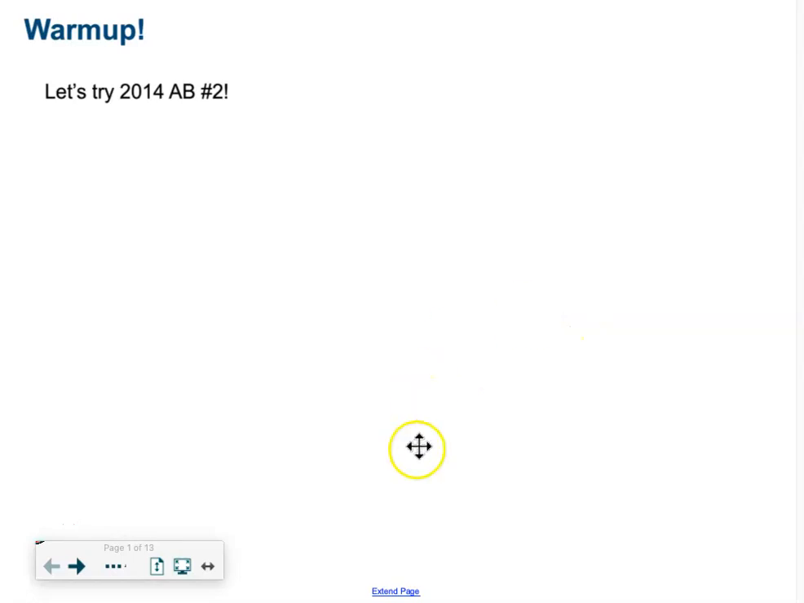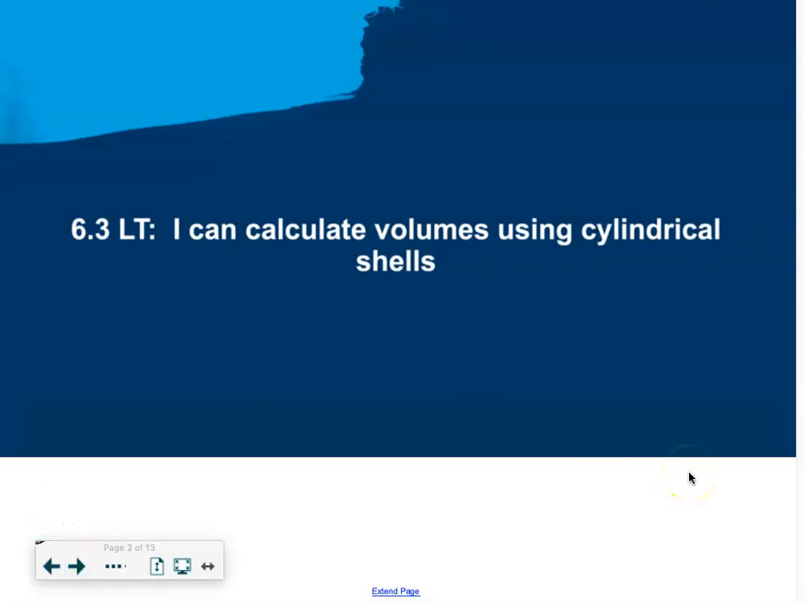So we are not going to do the warm-up today. I will leave it for us to do another time. Instead, we're going to jump into the lesson, which is section 6.3, volumes by shells.